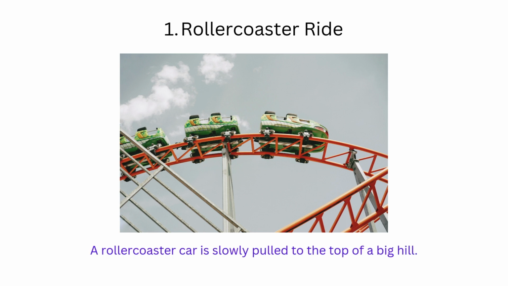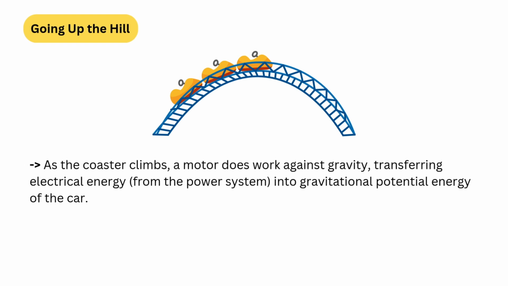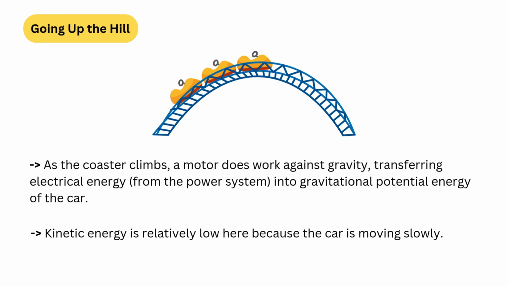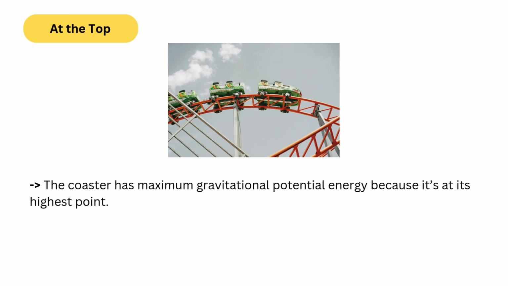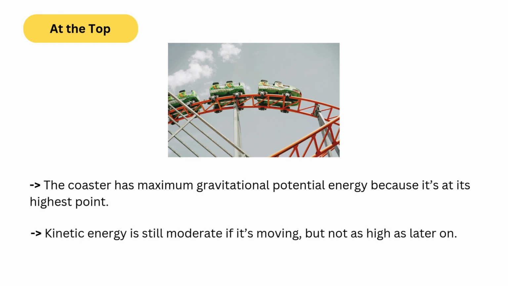A roller coaster car is pulled to the top of a big hill. Then it rushes down and eventually levels off at the bottom. Going up the hill. As the coaster climbs, a motor does work against gravity, transferring electrical energy from the power system into gravitational potential energy of the car. Kinetic energy is relatively low here because the car is moving slowly. At the top, the coaster has maximum gravitational potential energy because it's at its highest point. Kinetic energy is still moderate if it's moving, but not as high as later on.